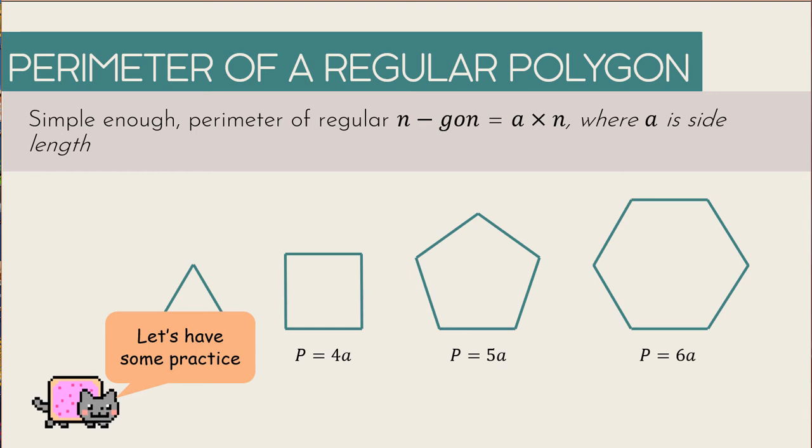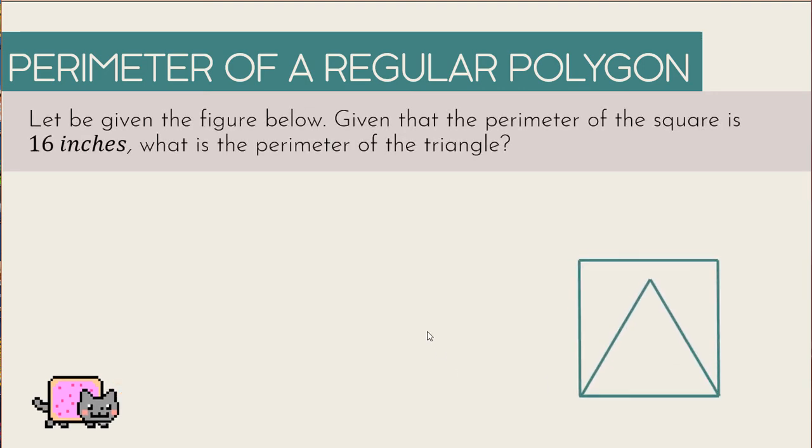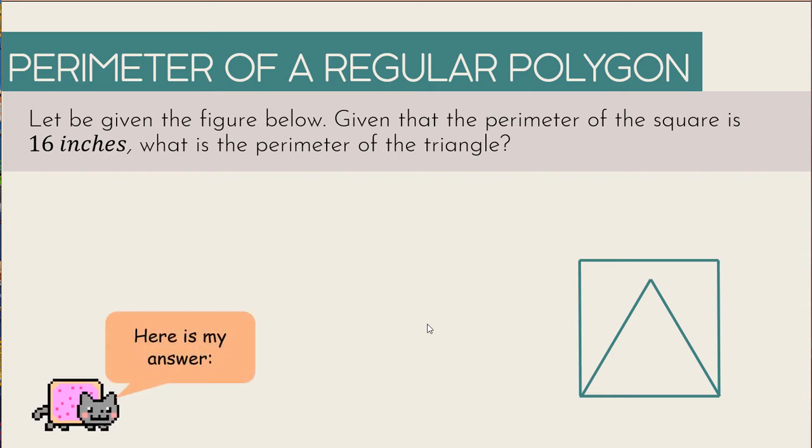Now let's have some practice. Given the figure below, given that the perimeter of the square is 16 inches, what is the perimeter of the triangle? Okay, pause the video and try to find the answer yourself before I show you the solution. Have you got it? Good.